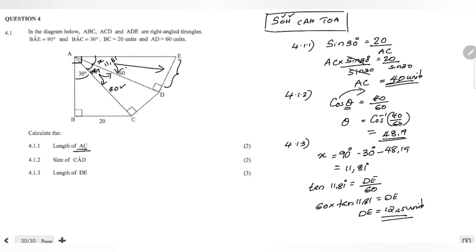So in this kind of question, the knowledge that is required is what? Basically, the basic trigonometry, and the knowledge about right angle triangle. Okay. All right. Now we can go to the next question.